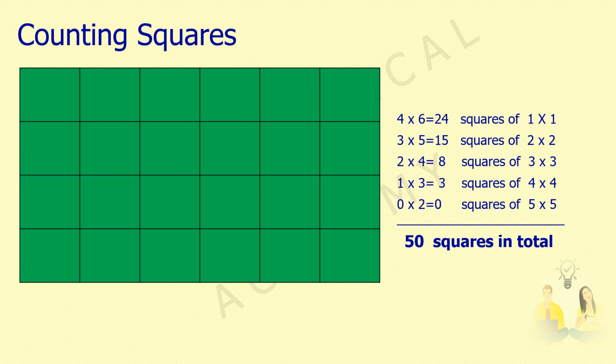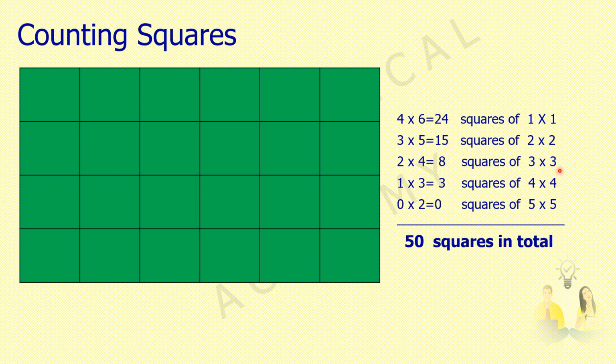We have 4 into 6, 24 squares of 1 by 1, which we can directly count by multiplying the number of rows with the number of columns. Now, in the next row, for the next size of square, what do we have here? 3 into 5. 3 is 1 less than 4, 5 is 1 less than 6. So we just reduce the number of rows and number of columns by 1 and multiply them. So 3 into 5 is equal to 15 squares of the next size.